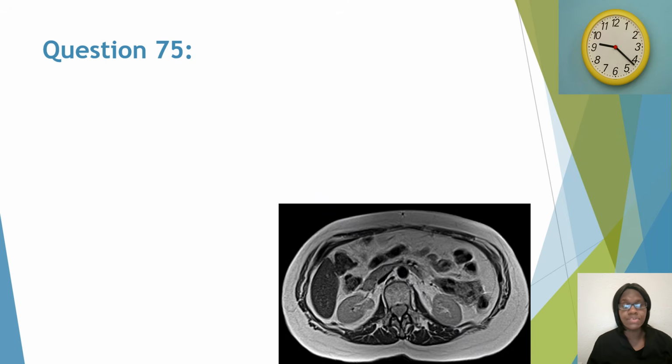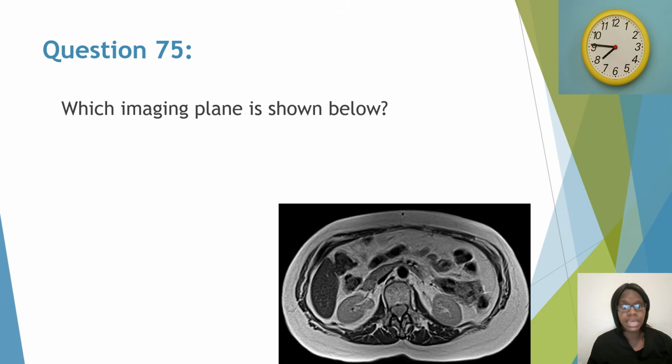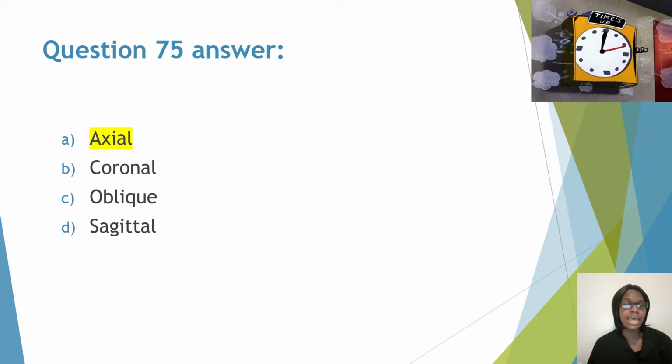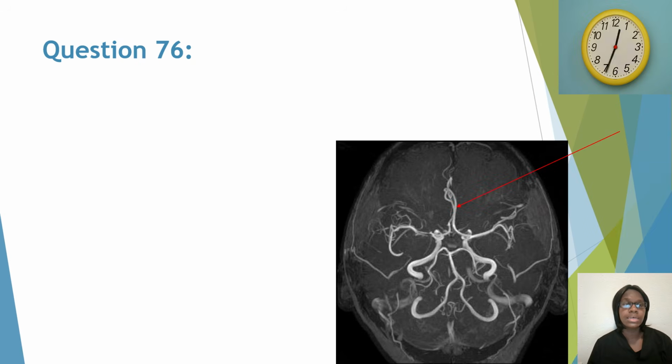But question 75, which imaging plane is shown below? A, axial, B, coronal, C, oblique, D, sagittal. All right, the correct answer is A, axial.